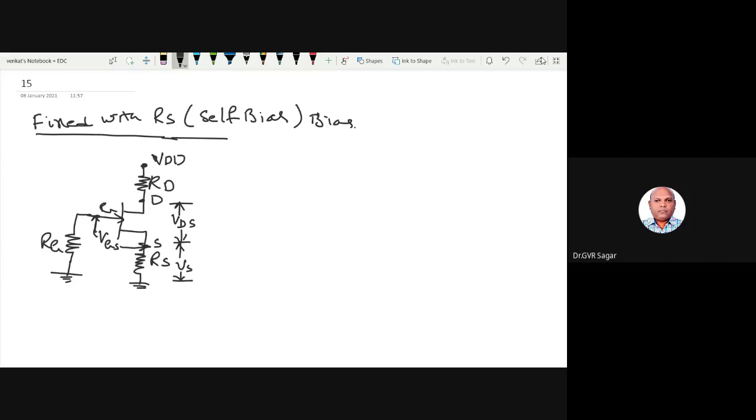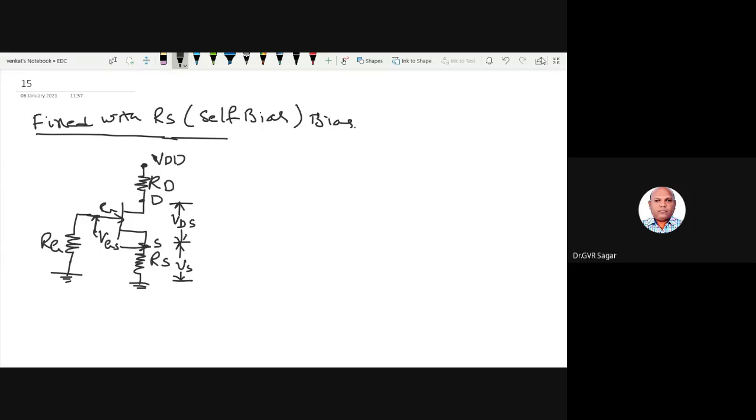Please copy all these things in the notes simultaneously. Because I am recording this also, later on you can go through the recording video and copy the things. Okay.